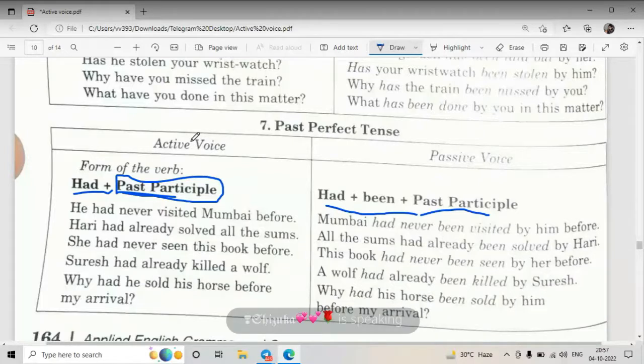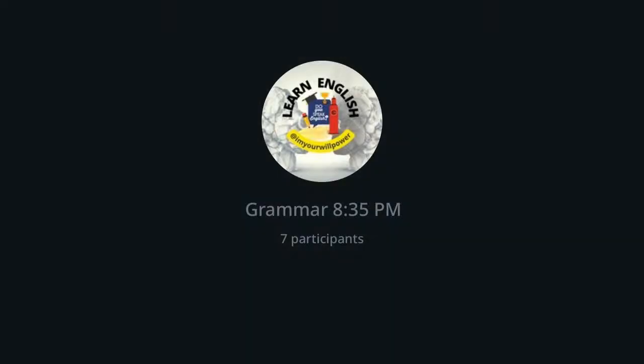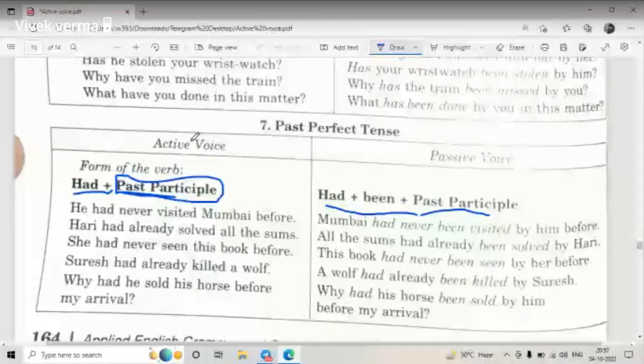So my sentence would be: My mom had already beaten him. So you can say: He had already been beaten by my mom. That's a good sentence.